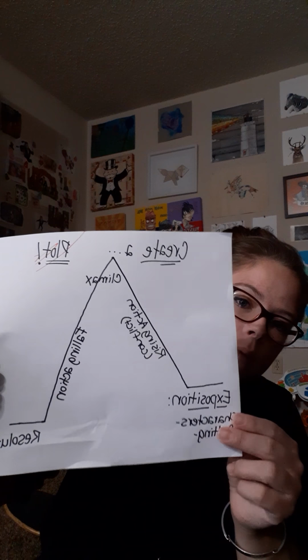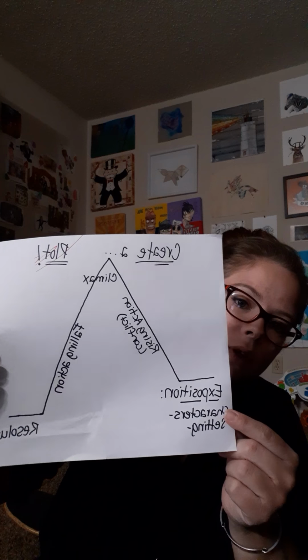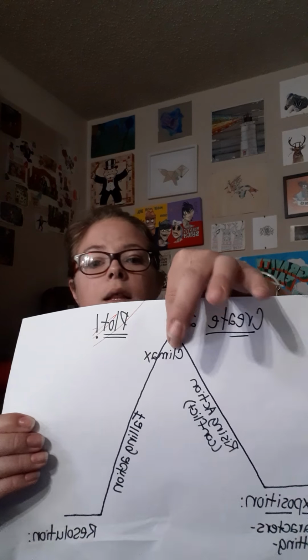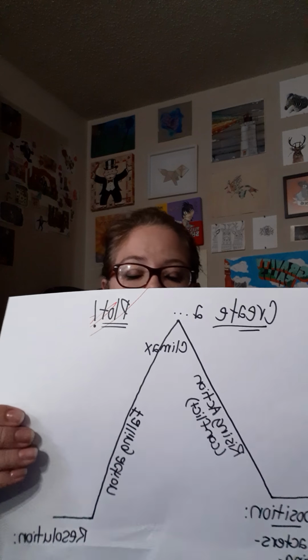Okay, create a plot. We have our exposition, which involves our characters and our setting. Our rising action is when we start to hear about problems the character or characters may be encountering, and as those problems go up and the drama increases, they finally hit their climax. So that's the top of our chart right there, and that is the turning point, something that changes in the story or something that causes the character to change.